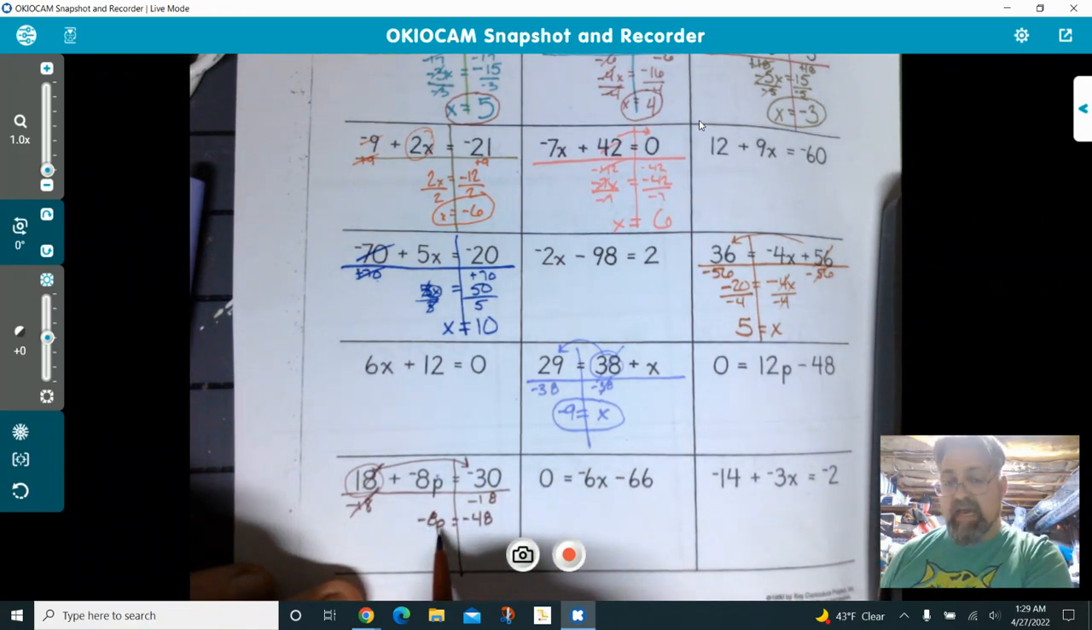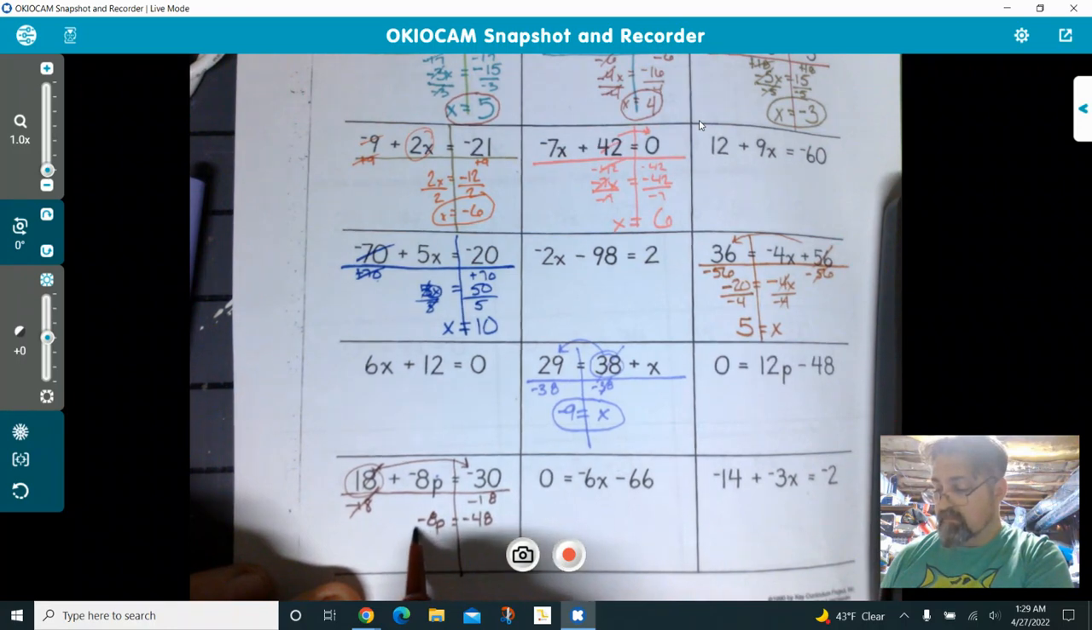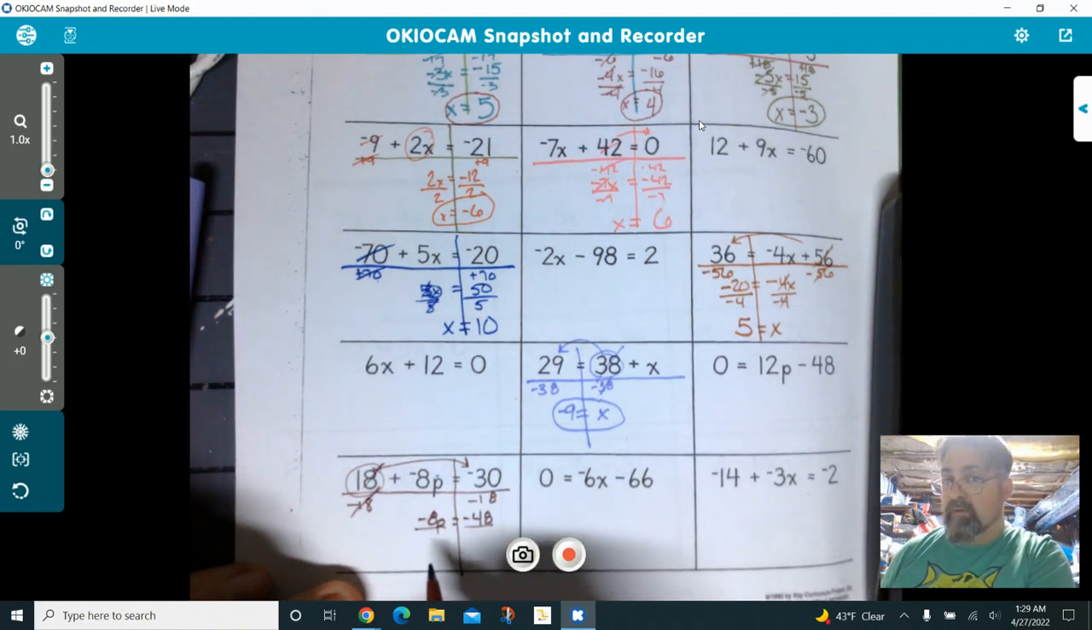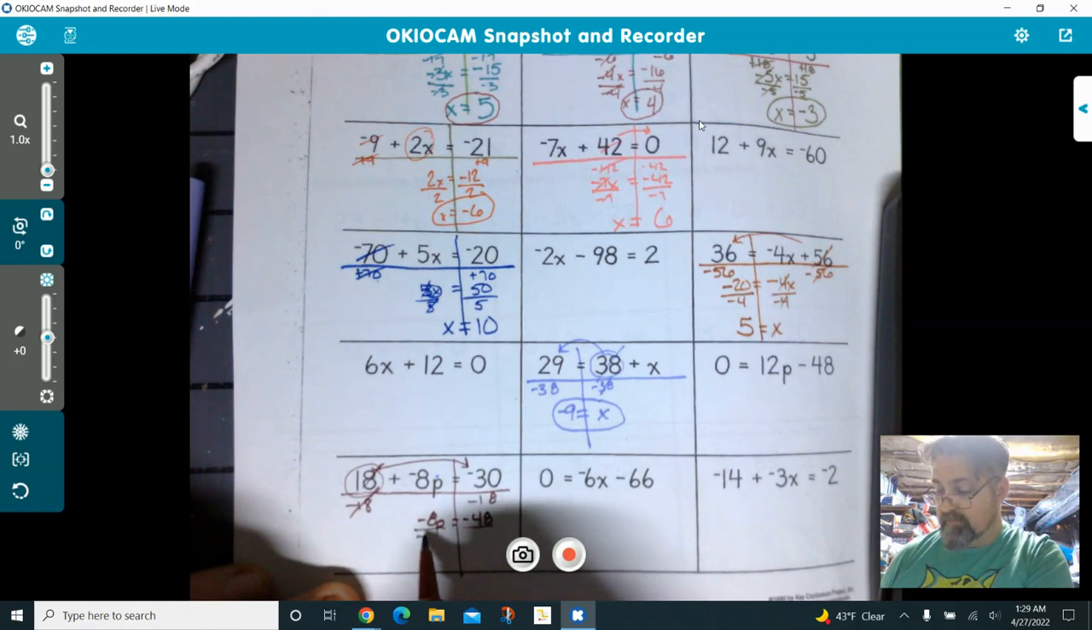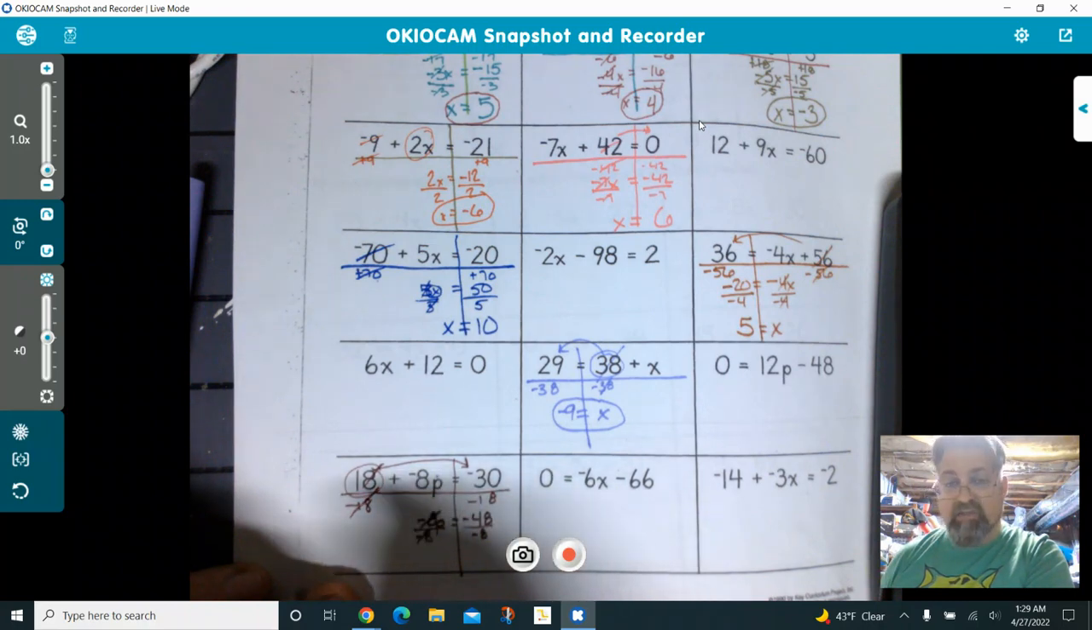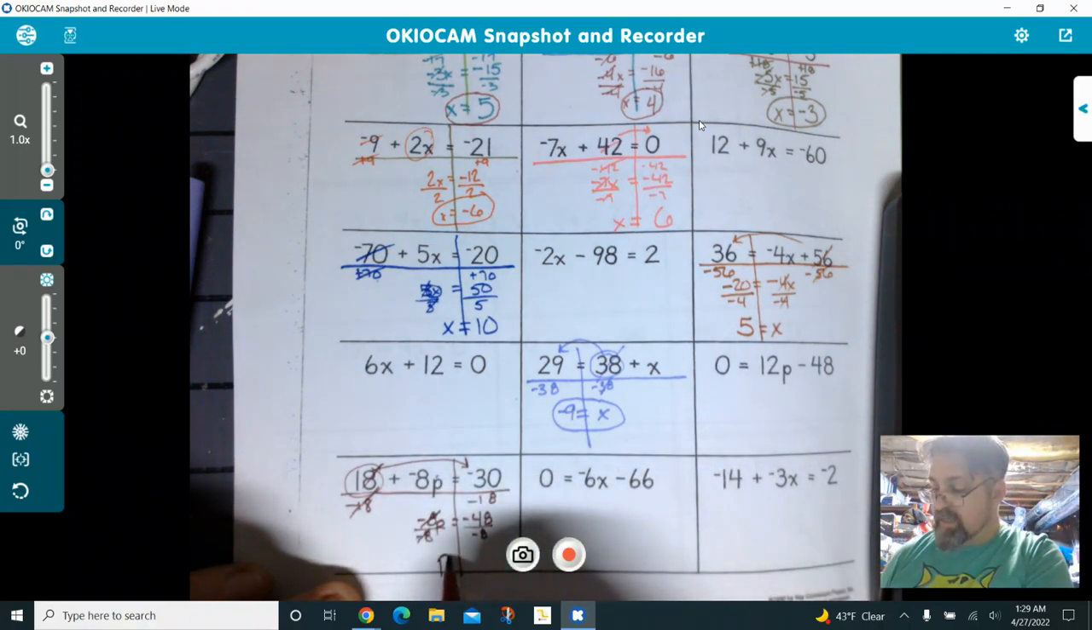Okay, so negative 8 times this number, that we don't know what it is yet, it's going to give me negative 48. So if we do the opposite of times, which is going to be divide, we divide by what number? The number right in front of our letter. So that's not just going to be 8, but what? Negative 8. That negative 8 and that negative 8 cancel and go away. Just leaves the p on this side.